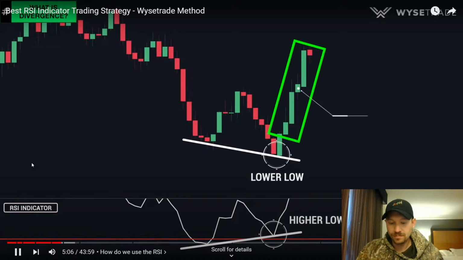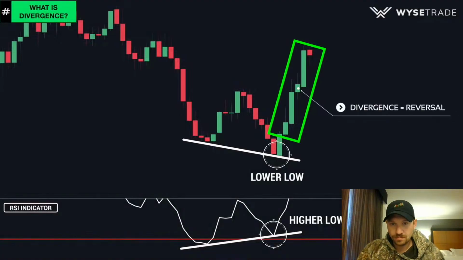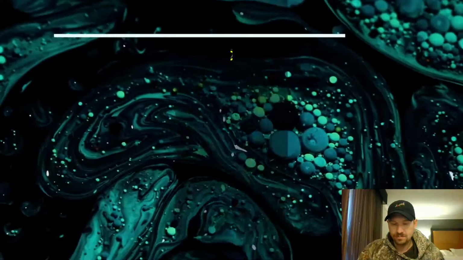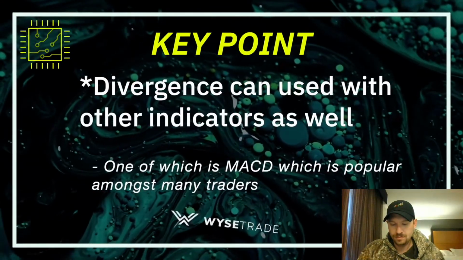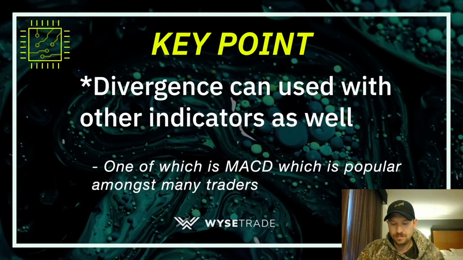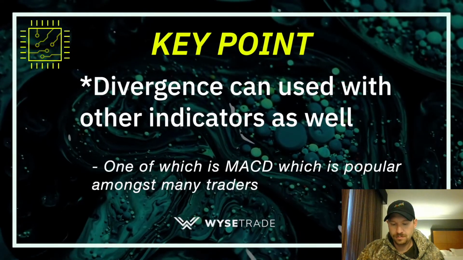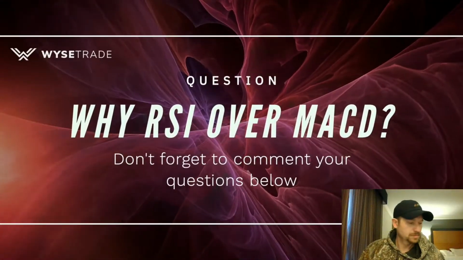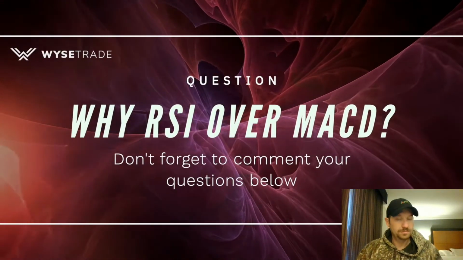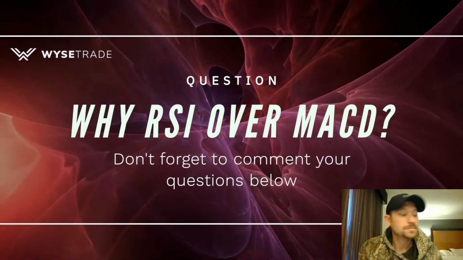Created a divergence and resulted in a reversal of price. Now, divergence can be used in many other indicators as well, one of which is MACD, which is popular amongst many traders. So this then leads us to another question we often get asked, which is, why do we prefer to use the RSI indicator over MACD?